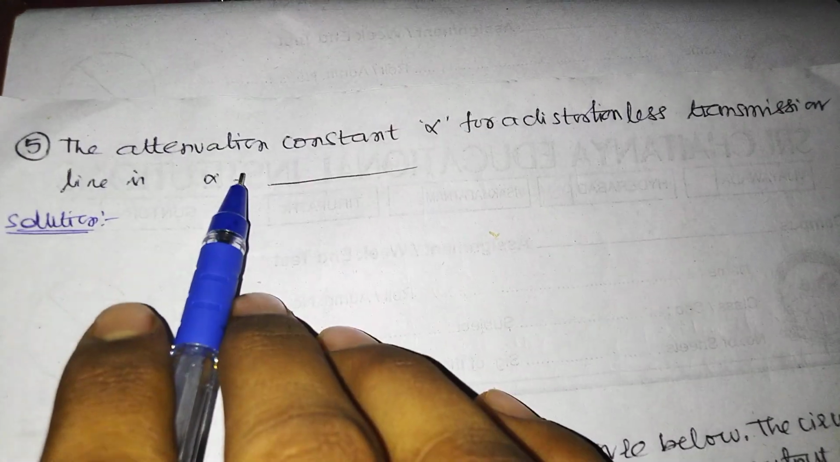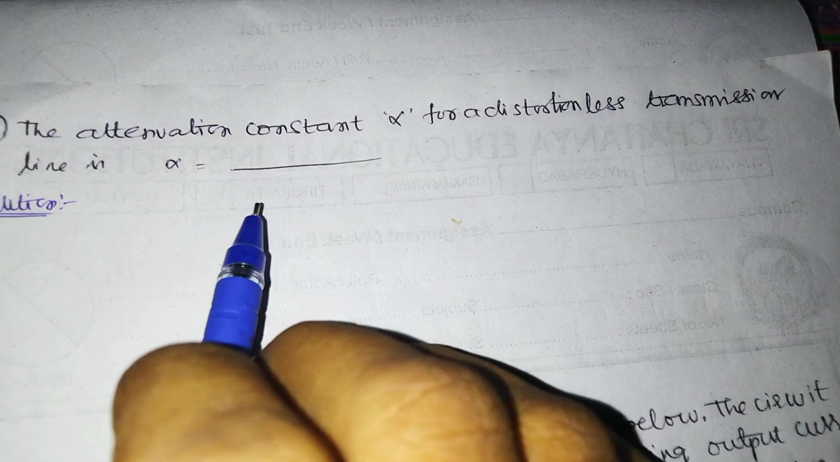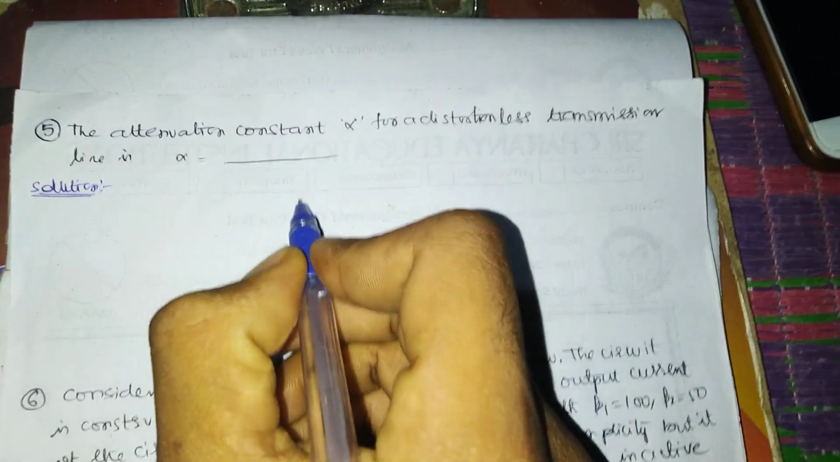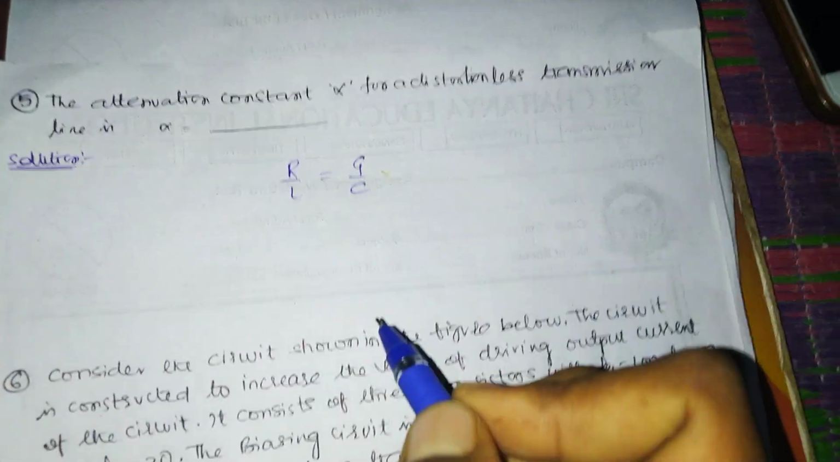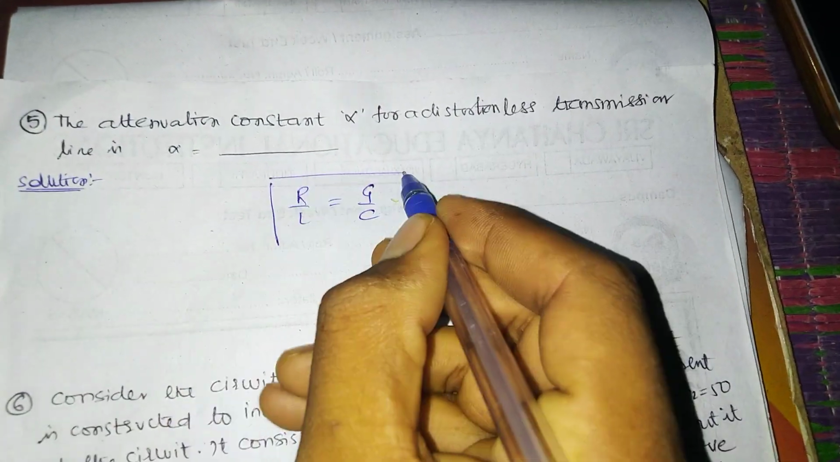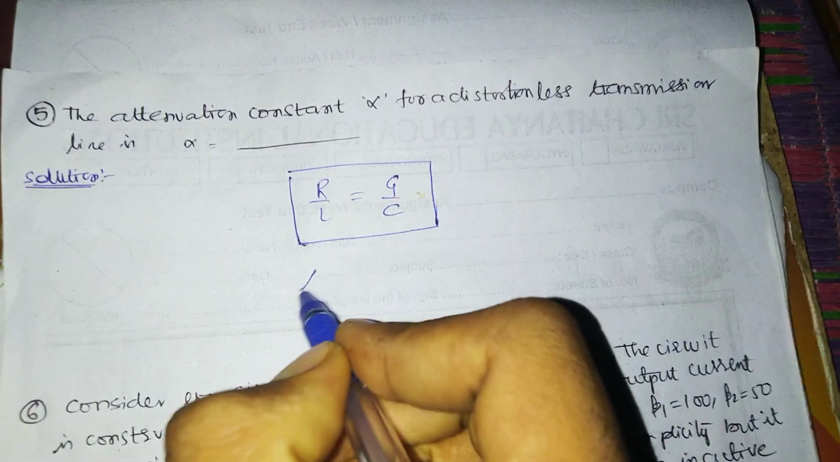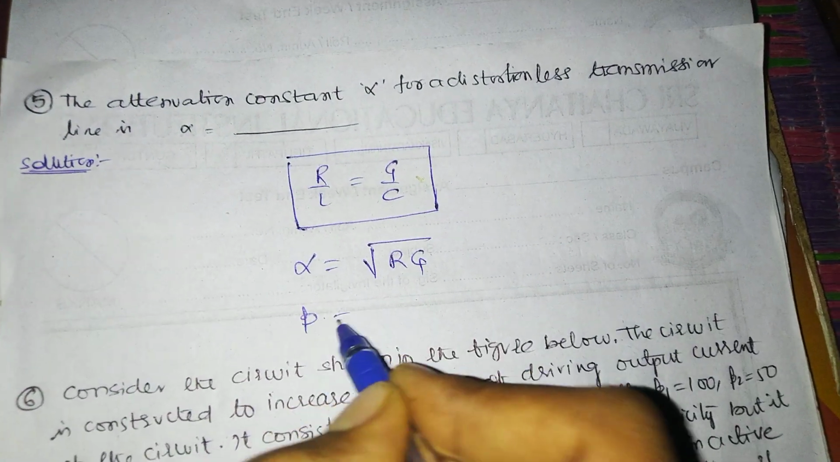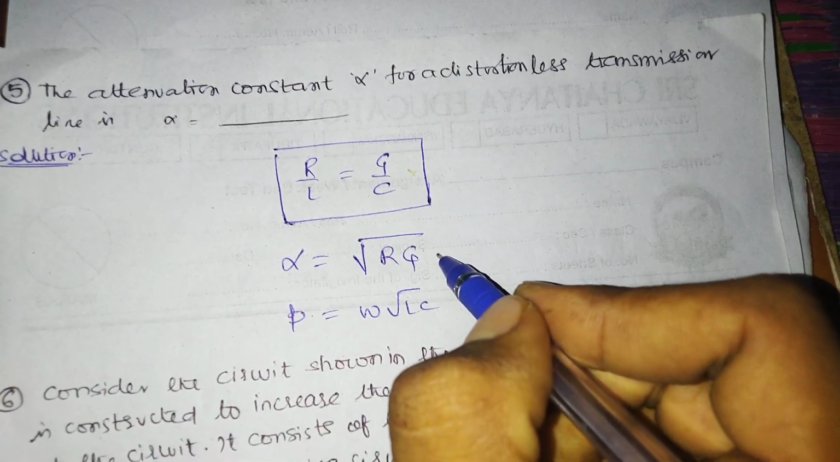The other question was: the attenuation constant alpha for the distortionless transmission line is? They are asking about distortionless. For distortionless, the condition we know is R by L equals G by C. Okay, right? This is important for the question. We can do the analysis, where alpha equals under root RG is the attenuation constant, and beta is the phase constant. In the question they ask for alpha.